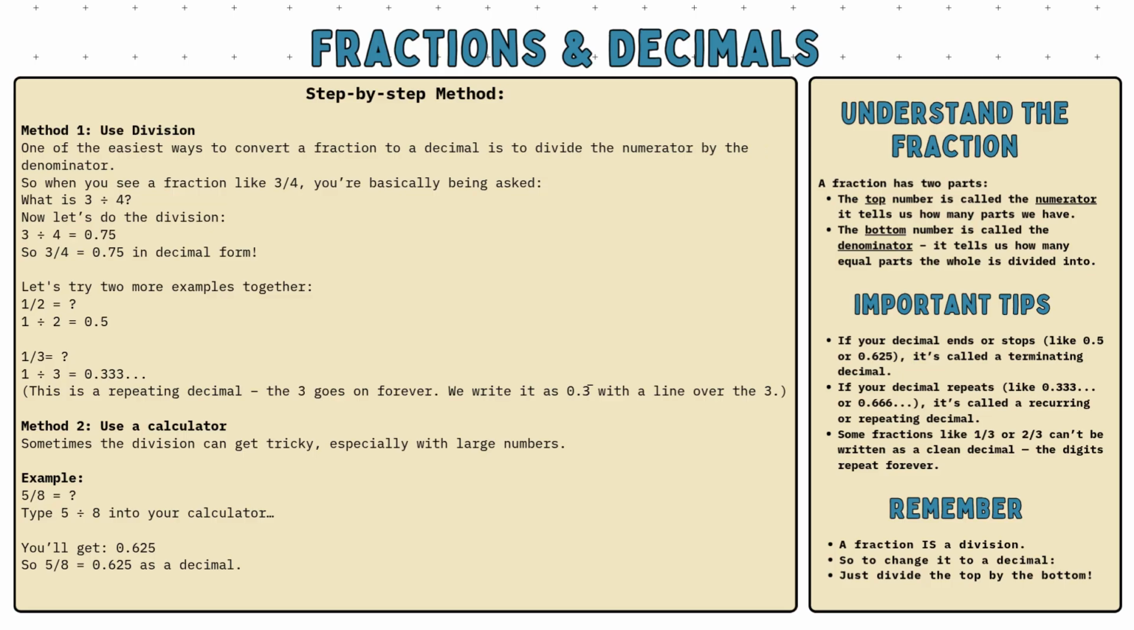Important tips: if your decimal ends or stops, like 0.5 or 0.625, it's called a terminating decimal. If your decimal repeats, like 0.33333 or 0.66666, it's called a recurring or repeating decimal. Some fractions like 1 over 3 or 2 over 3 can't be written as a clean decimal, and the digits repeat forever. Remember, a fraction is a division. So to change it to a decimal, just divide the top by the bottom.